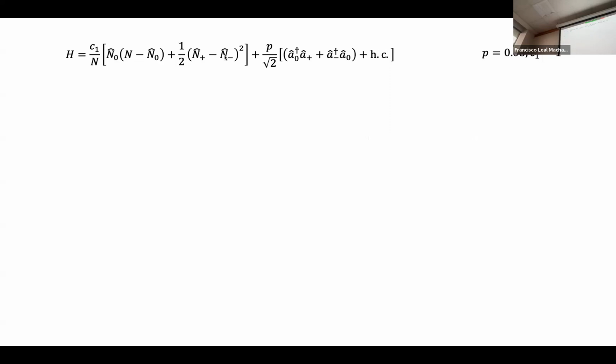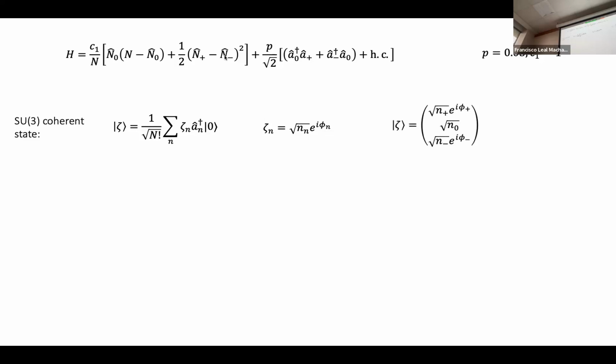Okay, so our model has well-defined classical limits and mean field limits. So this is our Hamiltonian, right? We start by writing the SU(3) coherent state, zeta here. The m is the magnetic quantum number that runs from -1 to 1, or the creation operators for each quantum number. So maybe it's easier to see this when we write the coherent state in the spinor basis.